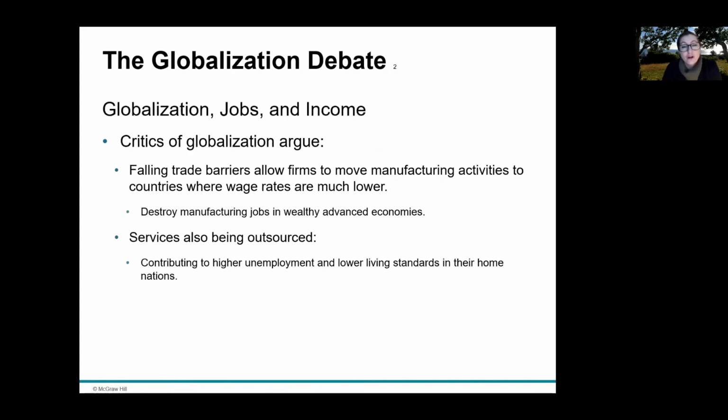In terms of jobs and income, critics of globalization argue that reduced trade barriers, translating to organizations shifting their manufacturing to places where the wages are lower, destroys manufacturing jobs in the developed nations. And if we recognize that outsourcing has now extended into the services sector, then this increases unemployment again and lowers the living standards in the developed nations.